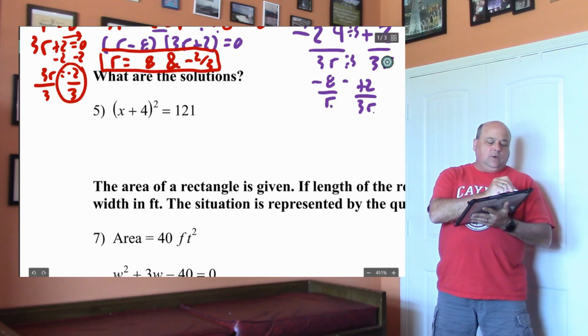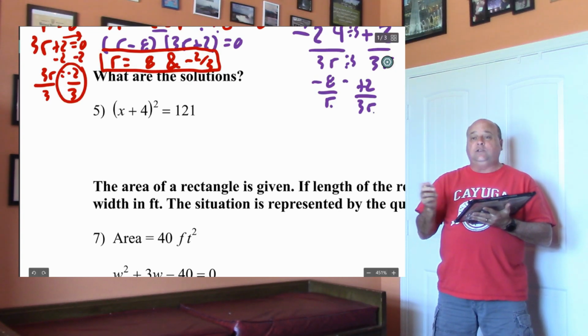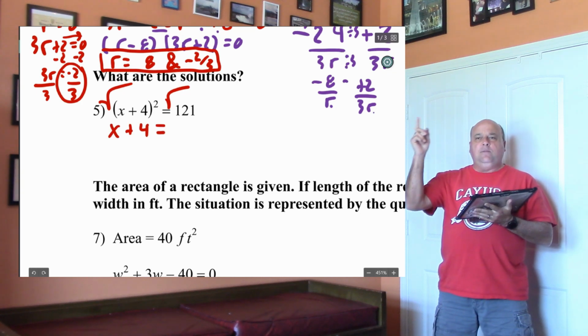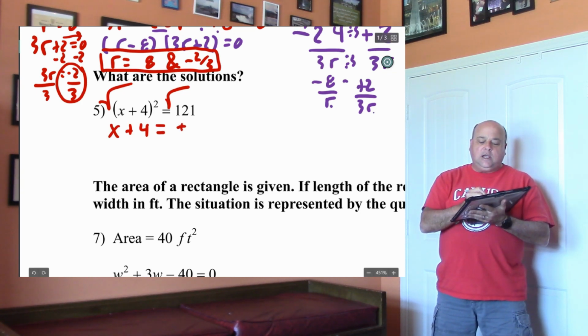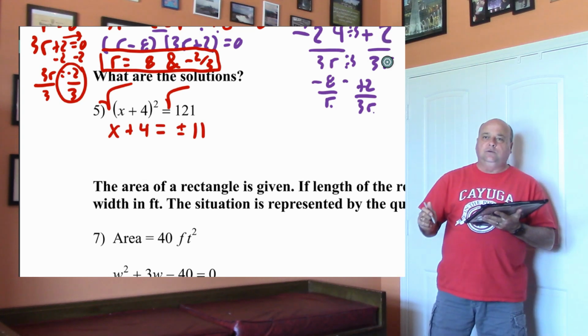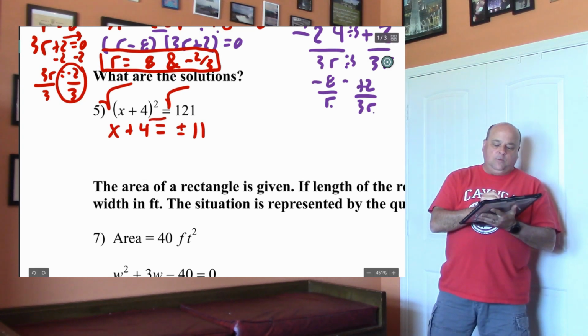All I need to do is get rid of that square, and the 121 is a perfect square. So I'm going to take the square root. This turns into x plus 4. And remember, the square root of 121 could be a positive or negative 11. That's going to give me my 2 zeros. I'm going to move over the 4.